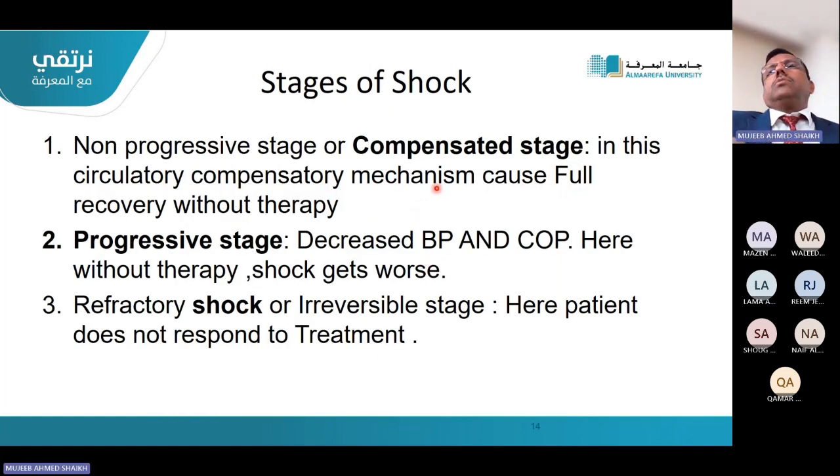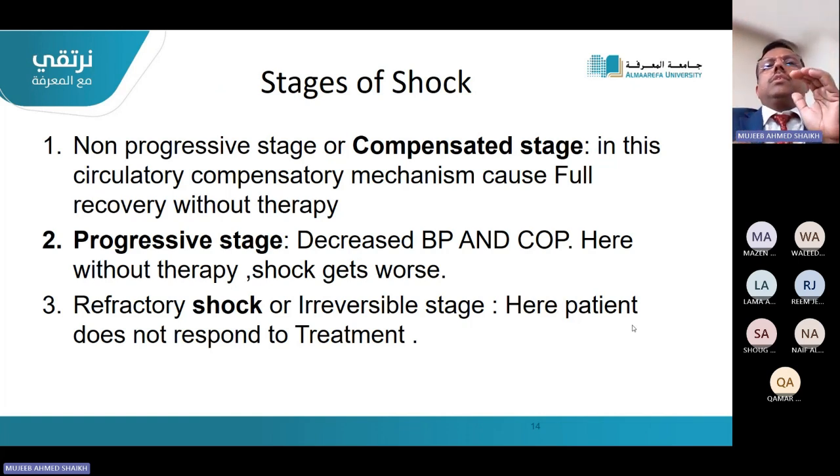So the non-progressive stage is also known as the compensatory stage. On its own, the body will recover. No external things are required. No need for any blood or any volume or any drug. It will automatically, within 2 to 3 hours, bring back the normal mean arterial pressure.